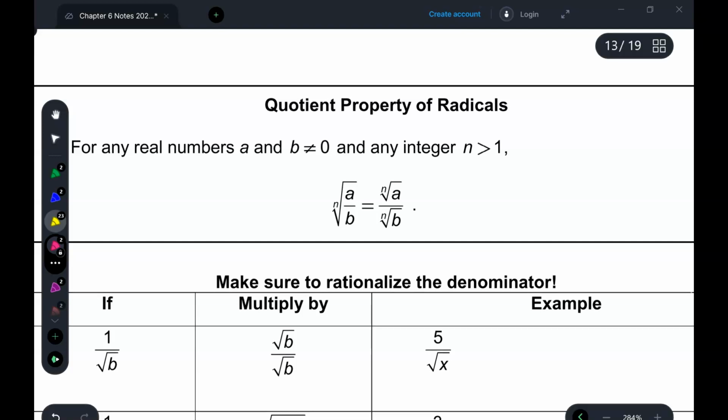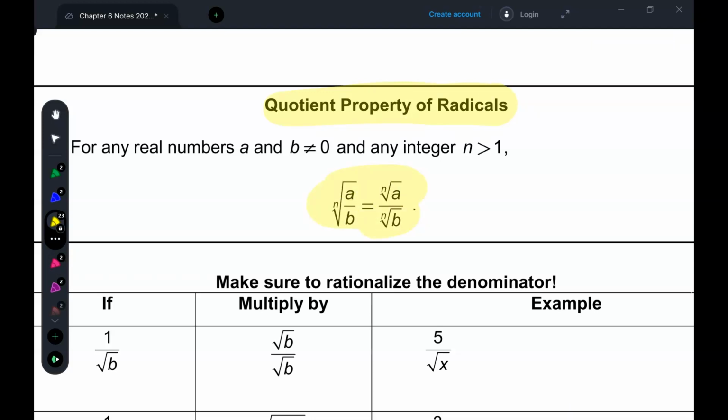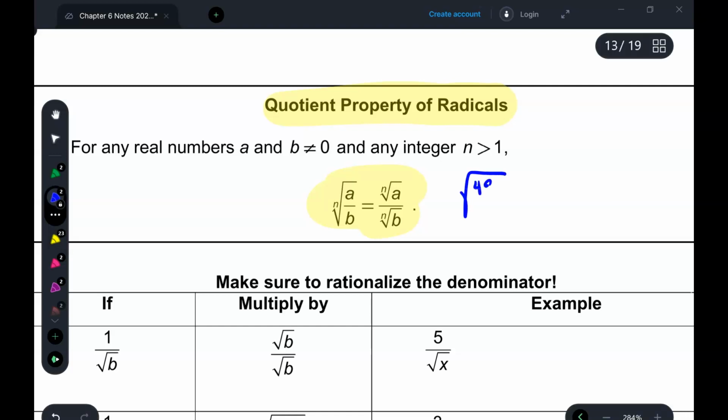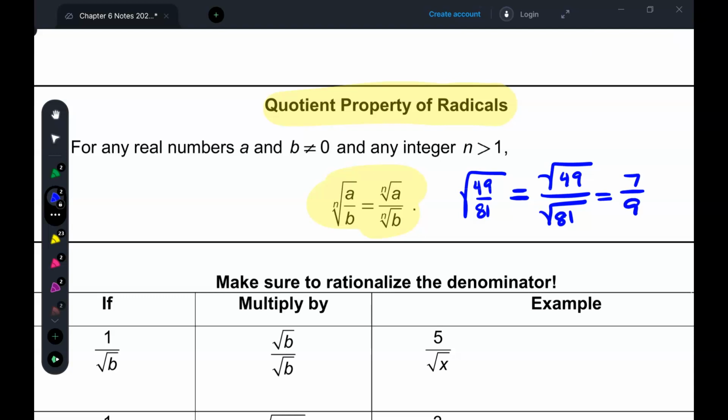Okay, quotient property. When do we need this? Well, let's say I had square root of 49 over 81. Just like with the multiplication, I could split it up into square root of the top, square root of the bottom. And what's that going to give us? 7 over 9. So that's an example of that.